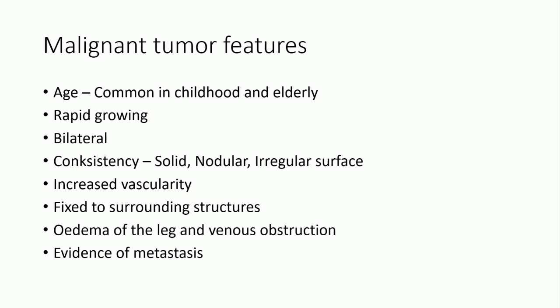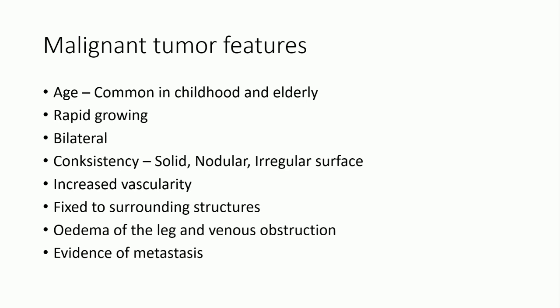Then the consistency of the tumor. If we take the consistency, usually solid, nodular, irregular surface, then we have to think of it as a malignant tumor. We have to have a suspiciousness. Otherwise, benign tumor won't be having these features mostly, not always. Usually these features belong to the malignant tumor.